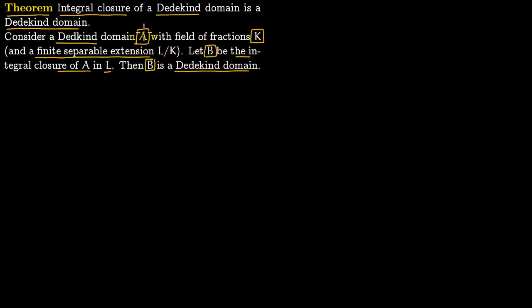So B is the integral closure of A in some extension L of the field of fractions K of A, and therefore this is a Dedekind domain. So the integral closure of a Dedekind domain is a Dedekind domain. This theorem actually requires the theory of discriminants to prove, and discriminants are extremely important in computational algebraic number theory. So we will not prove this theorem, but we will study ramification using this theorem.